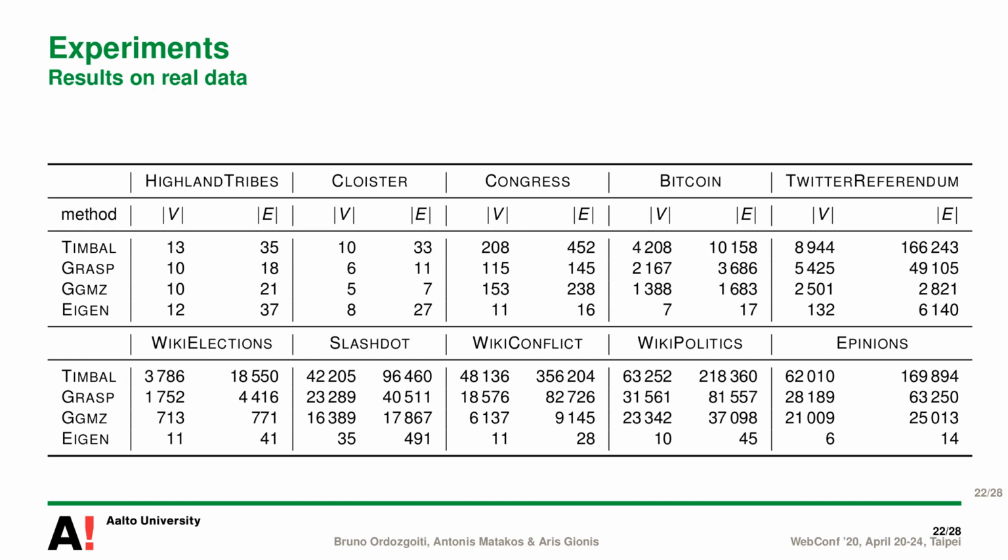These are some of the results on real data. So for each dataset we report the maximum balanced subgraph found by each of the methods across a number of runs. And you can clearly see that our method finds the largest subgraphs in all cases, sometimes by a really significant margin.